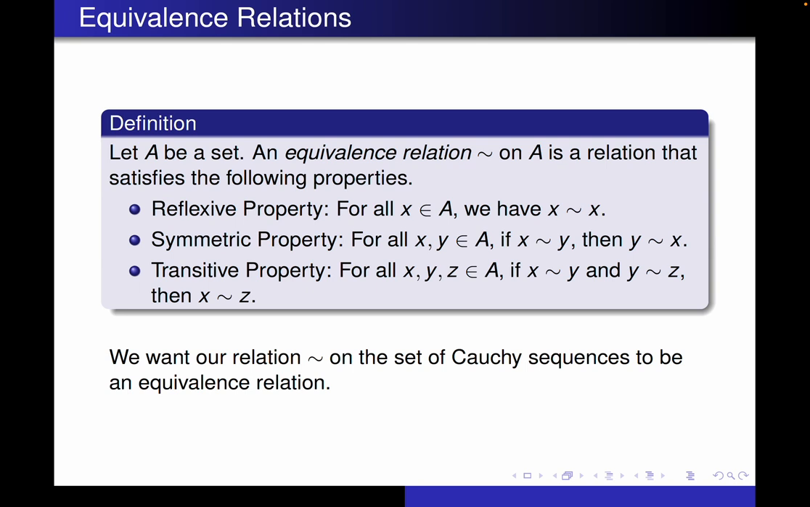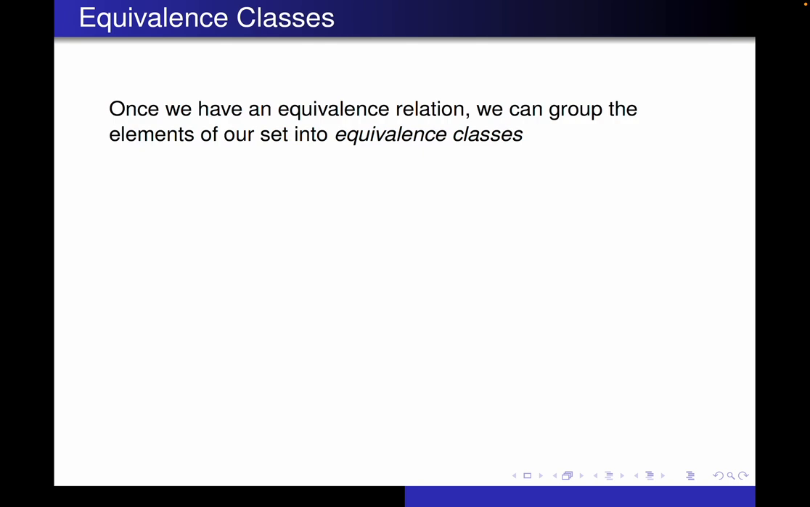So we want our relation tilde on the set of Cauchy sequences, the one we defined earlier, to be an equivalence relation. Before I set up the argument for how you prove it's an equivalence relation, I want to show you why we really need this. The reason is we want its equivalence classes. Once we have an equivalence relation, that allows us to group the elements of our set into equivalence classes. These are sets of elements that are all related to one another and not related to anything outside of the equivalence class.